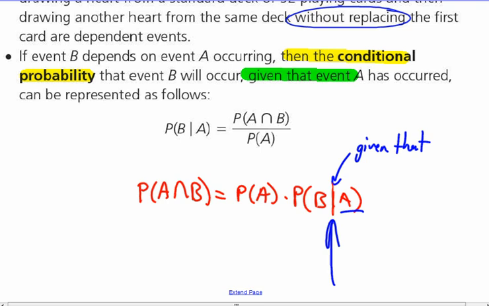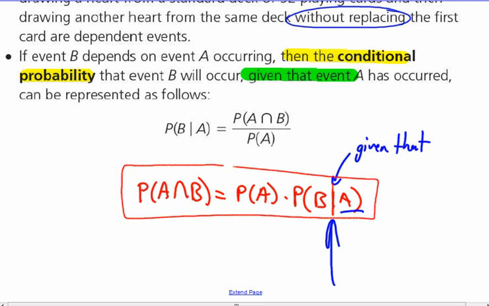These are not on your formula sheet, correct? So I would say this is the one that you should know, and then you can always rearrange it if you have to. And this one makes sense.